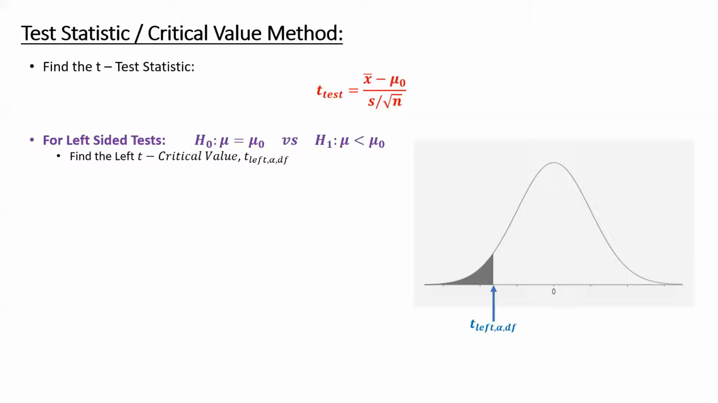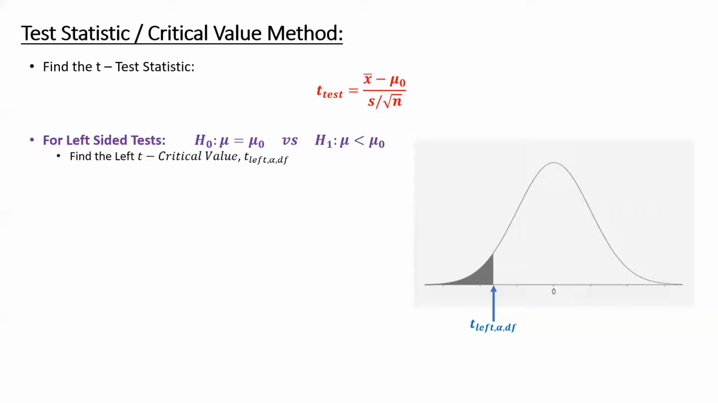Can you still remember how to find it using the TI-84 calculator? What's the left-sided t critical value for a test which uses alpha equals 5% and a sample of size 10? Pause the video for a minute and see if you can answer that question before listening to my answer. All right, the answer is, since the sample is of size 10, the degrees of freedom is 10 minus 1, which is equal to 9.